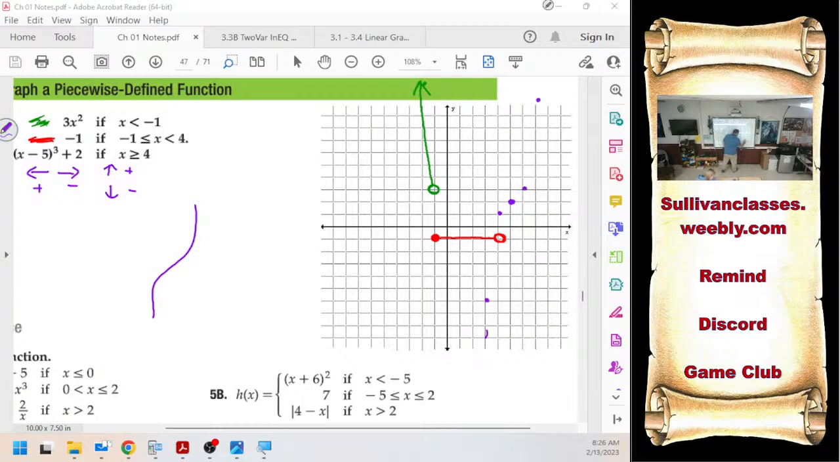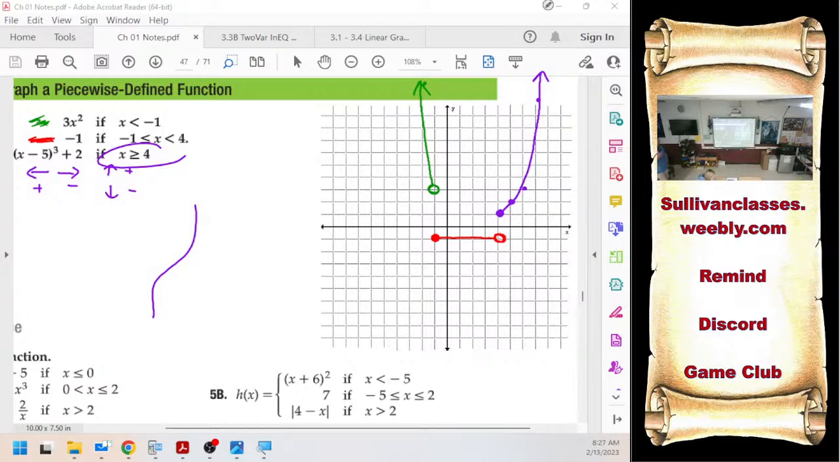And I would make my whole cubic, but I'm not going to follow that entire thing. I'm only going to follow it when x is greater than or equal to 4. So I go to where x equals 4, I put a closed circle, and I follow the cubic. Then get rid of everything else. That's your final product. Okay.